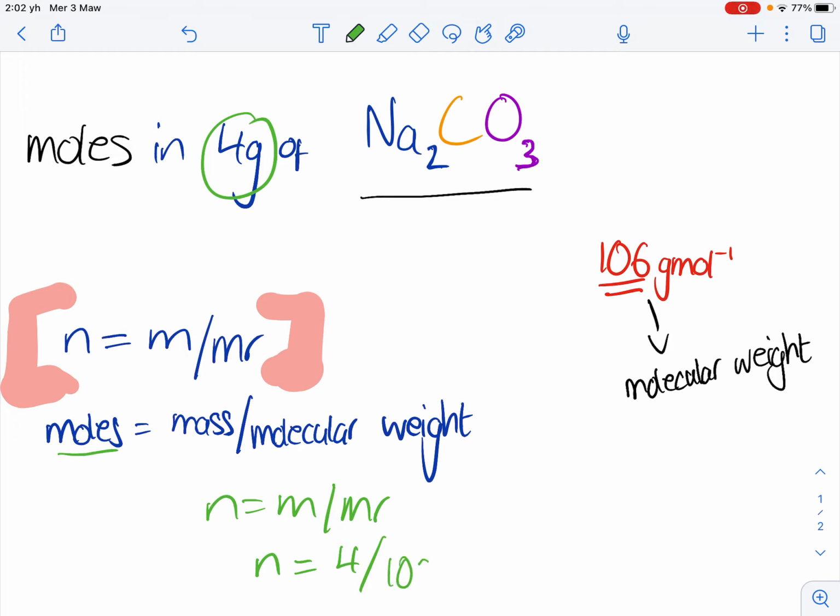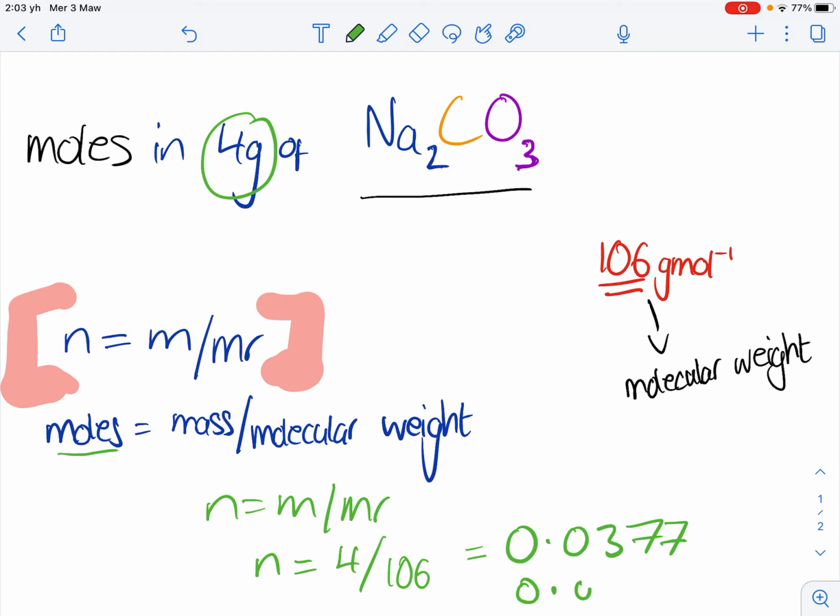And as I said, we just worked that out in a previous video. It came out to be 106 grams per mole. So in our calculator, we simply do 4 divided by 106, which is going to give us an answer of 0.0377. Now, there are a couple of different ways to write this number.